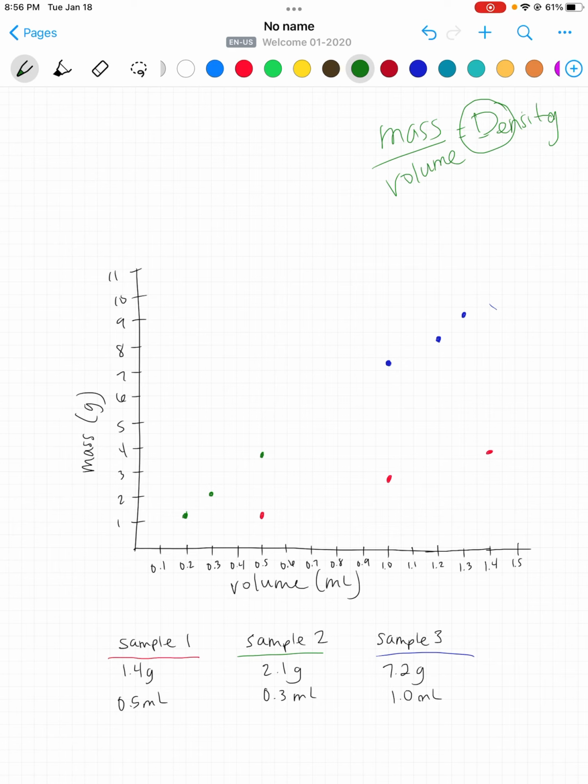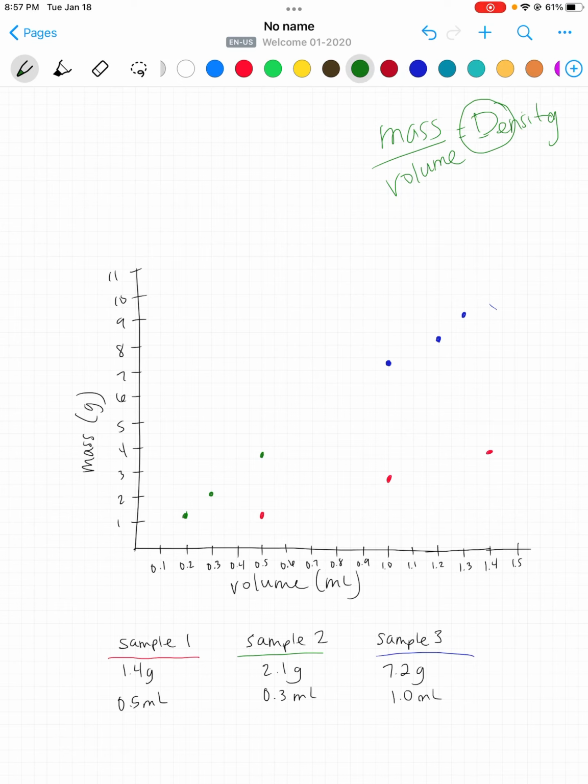So the next thing the directions ask you to do is draw a line of best fit. A line of best fit is not connect the dots. We're not trying to connect every dot together, where you get those real zigzag lines. What we're doing is drawing essentially an average line.